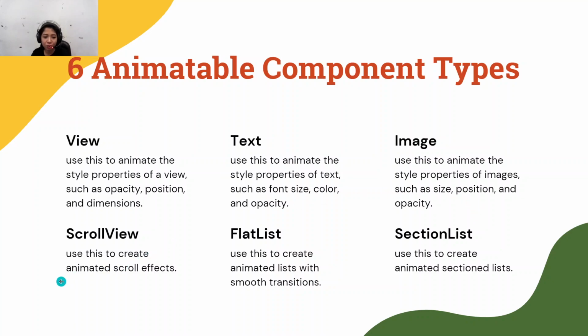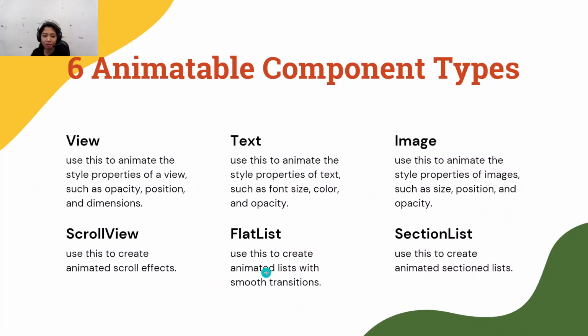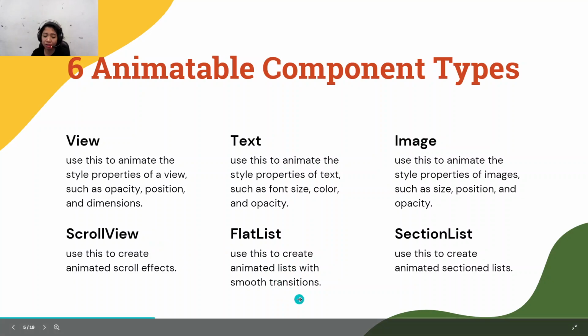For ScrollView, it is used to create animated scroll effects, from horizontal to vertical scrolls. This is what we are going to import. For FlatList, this is used to create an animated list with smooth transitions. And lastly, for SectionList, use this to create an animated sectioned list.